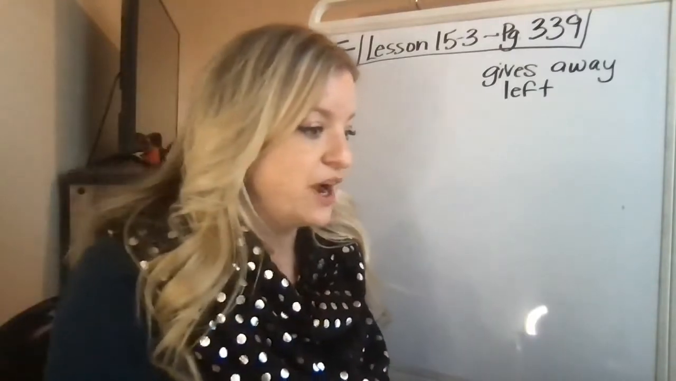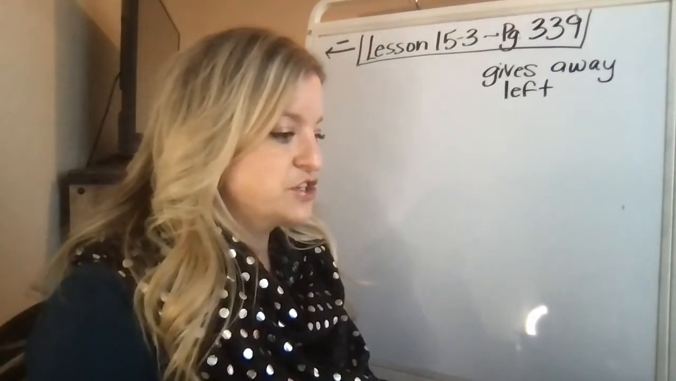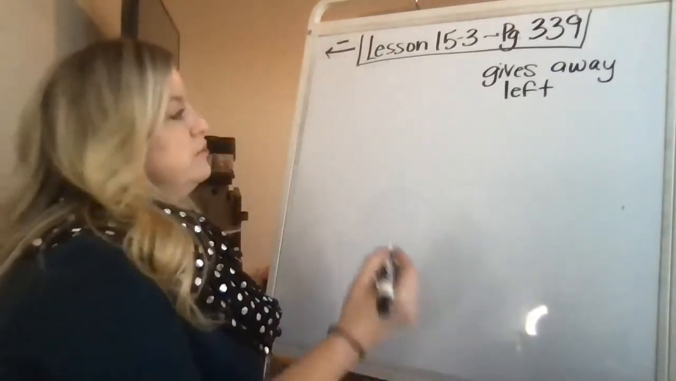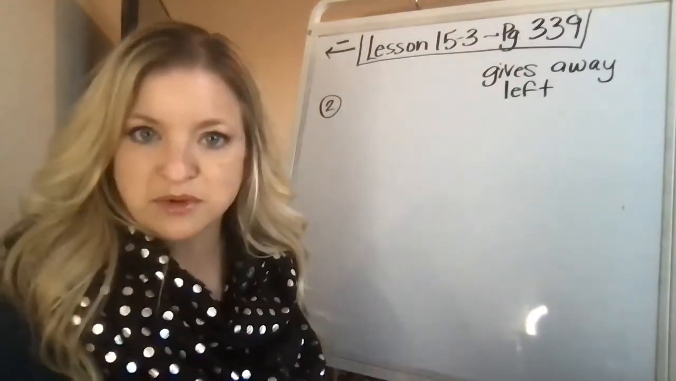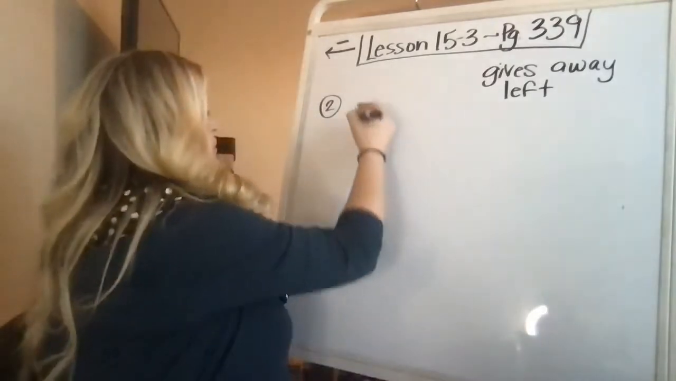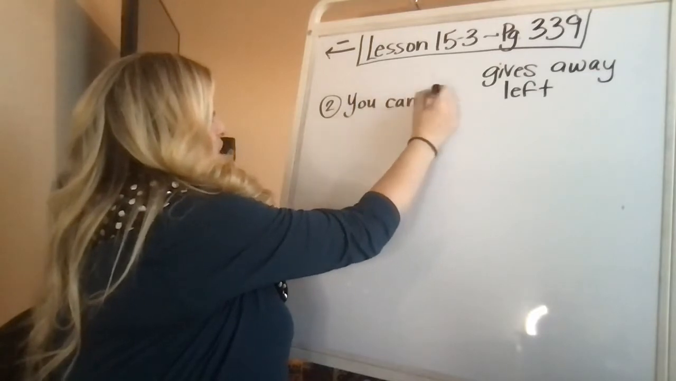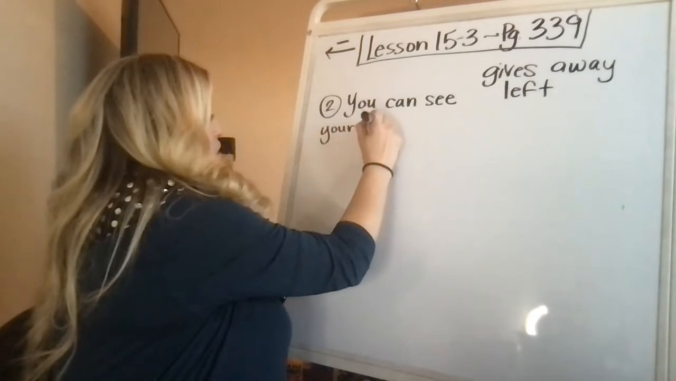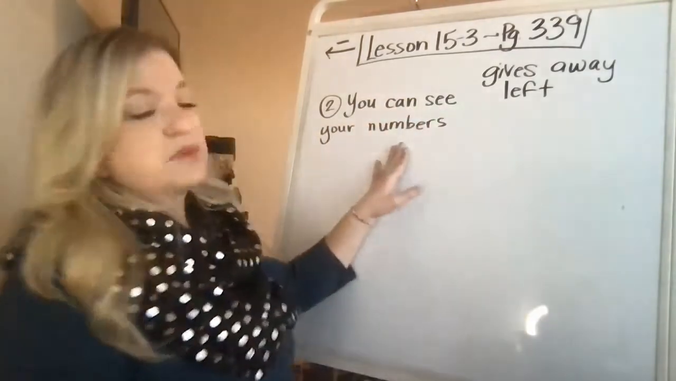Okay, number 2, how does using a number path help you make a 10 to find your answer? Okay, so a number line, they call it a number path. Same thing. A number line, number path helps you because you can see your numbers and you can stop at 10. You can see your numbers, which means also the numbers on the line, but also the numbers that you're jumping.